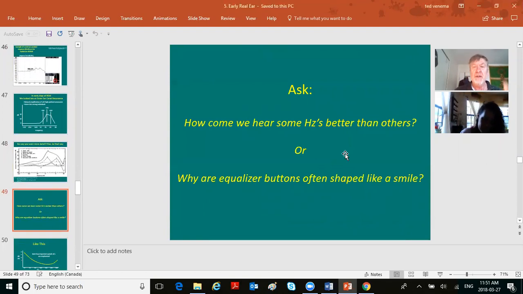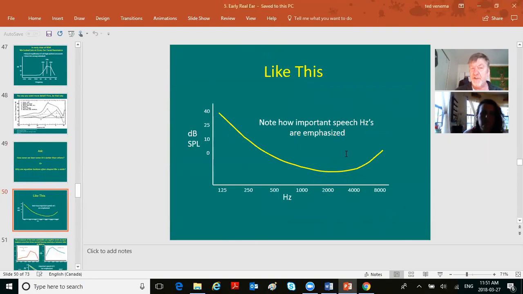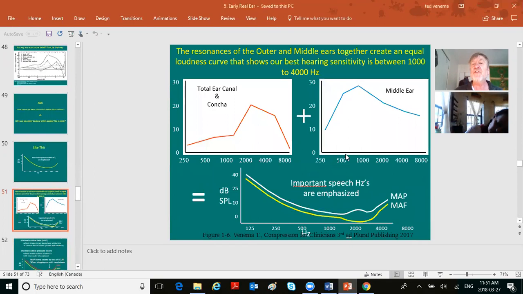All right. You all know this question already from 110. Why do we hear some frequencies better than others? Why are equalizer buttons shaped like a smile? And it's largely because of minimal audible field, minimal audible pressure, and it has everything to do with the resonances of your outer ear canal and the resonances of your middle ear.